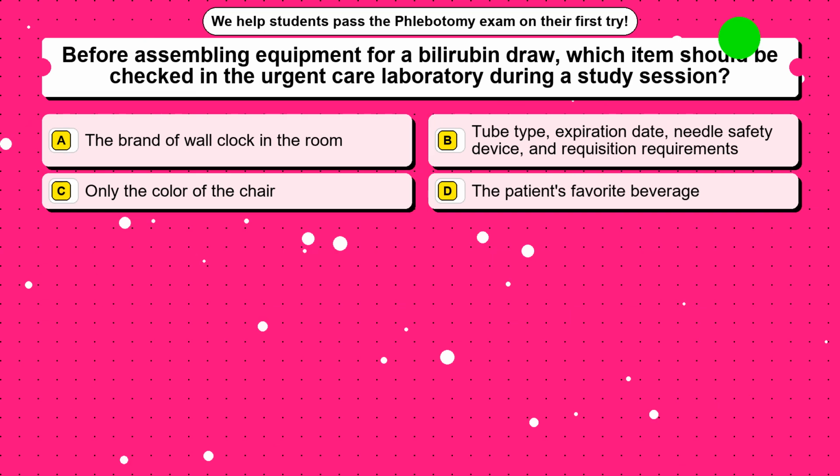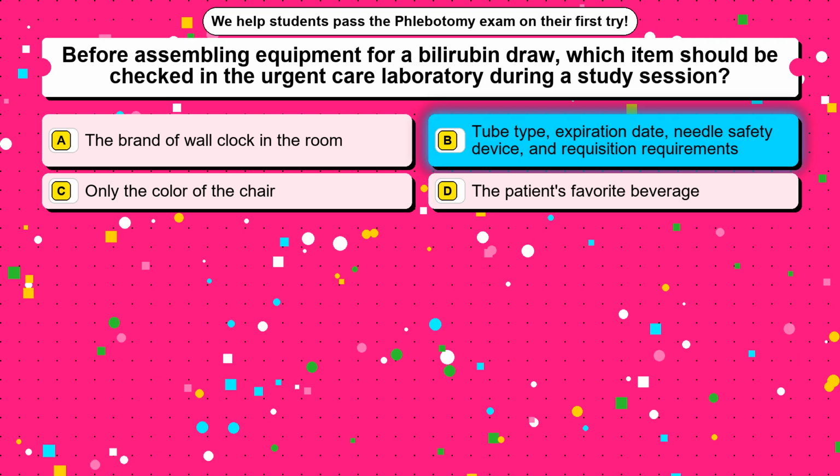Question 78. Before assembling equipment for a bilirubin draw, which item should be checked in the urgent care laboratory during a study session? Option A. The brand of wall clock in the room. Option B. Tube type, expiration date, needle safety device, and requisition requirements. Option C. Only the color of the chair. Option D. The patient's favorite beverage.